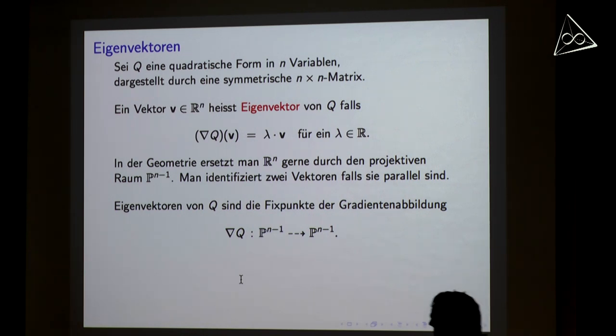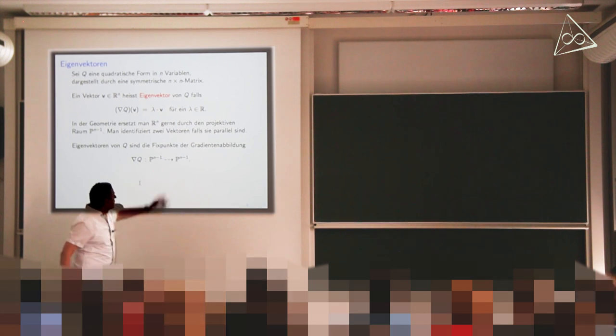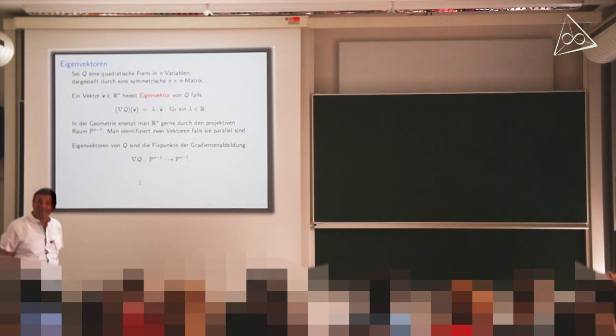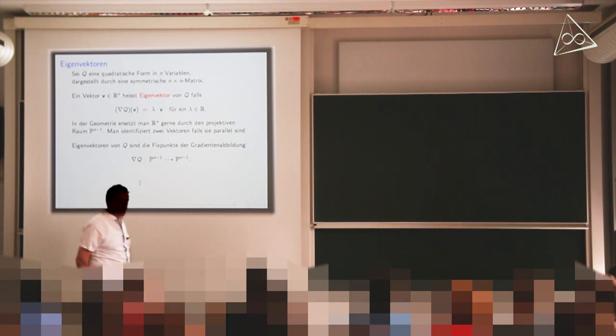So in geometry, it's advantageous to identify two vectors if they differ by a multiplicative scalar. So I'm going to say two vectors are the same if one is a non-zero multiple of the other, and that takes us from the vector space R^n to the projective space, so we identify two vectors if they're parallel. With this, we can argue away the lambda. So the eigenvectors of a quadratic form Q are the fixed points of the gradient map. The quadratic form has a gradient map, and we simply take the gradient map in projective space, and a fixed point of this gradient map in projective space, by definition, is an eigenvector of the quadratic form.